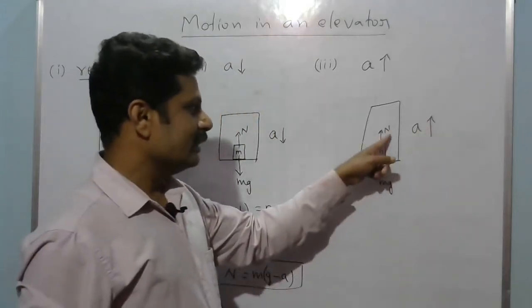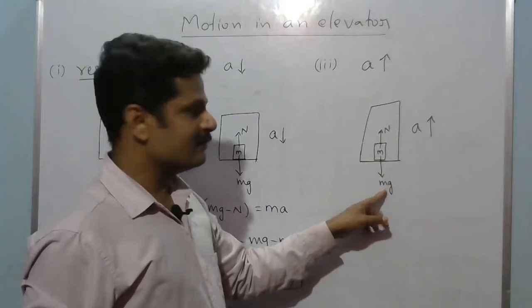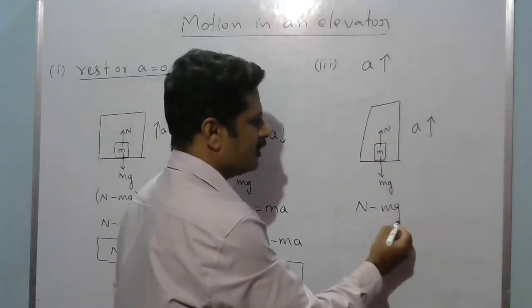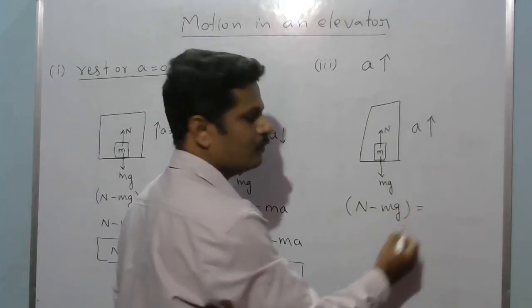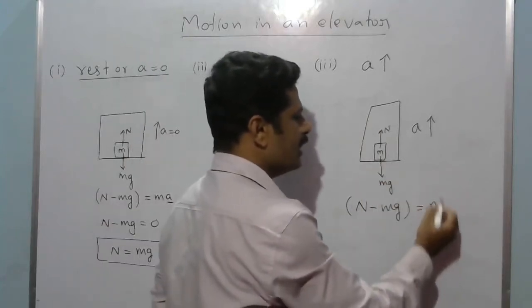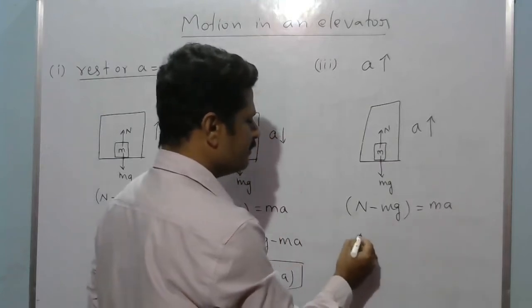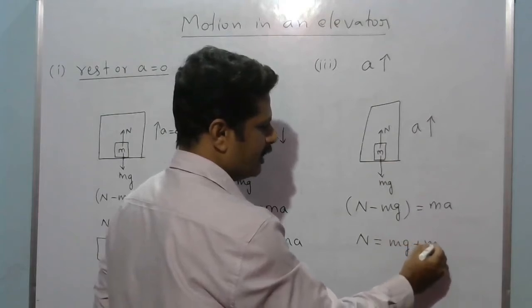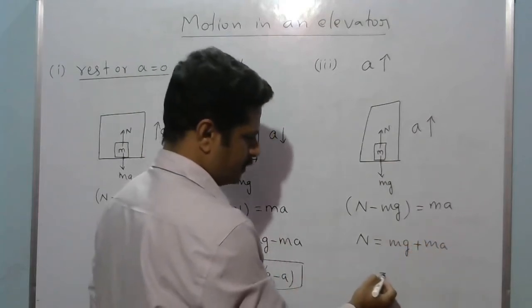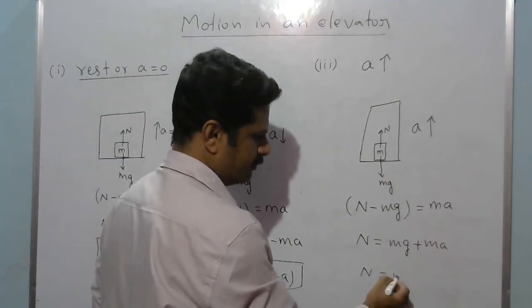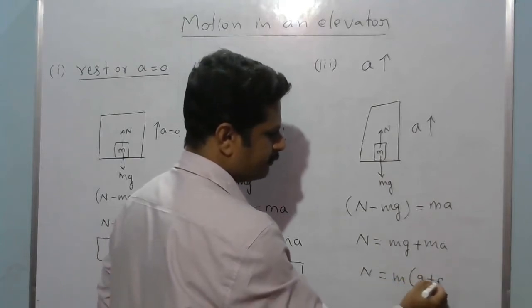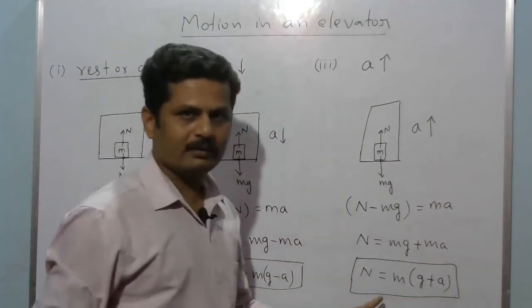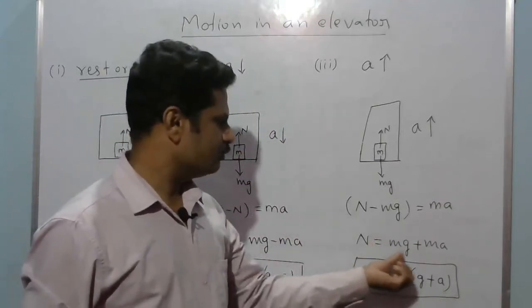Then what happens is N is more and mg is less. So net force is equal to N minus mg, and this net force is equal to mass times acceleration. Mass equals m and acceleration equals a. Now make N the subject of the formula, we get mg plus ma, or ma plus mg. So we can write N equals m of g plus a. Looking at this formula, you can see that N equals mg plus ma.